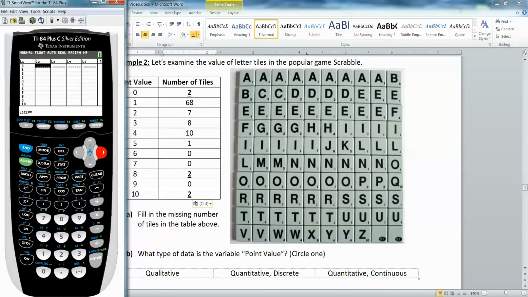So there were 2 tiles worth 0 value, that's the 2 blanks. 68 tiles worth 1 value. All the vowels, the R, S, T, all that stuff. Then 7, 8, 10, 1, 0, 0, 2, 0, 2. All right, so I have in all the frequencies right here.